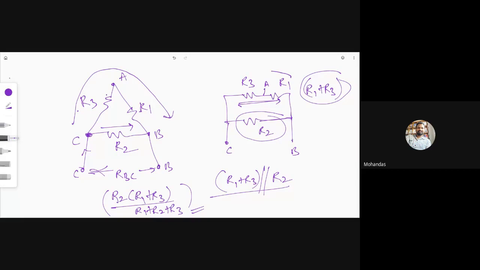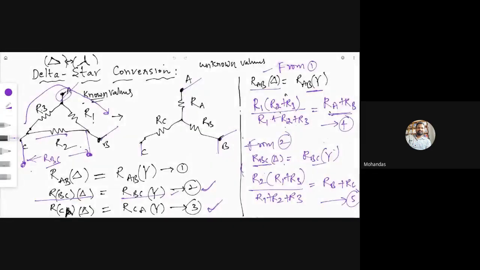And in star, when seen from BC, RC and RB are in series. So you can neglect RA because the current flowing through RA is 0, because it will be open. So RC plus RB. So let me write a final equation from equation 3. Now tell me, amma, if you see from the RCA side, tell me the last equation here. R3 into R1 plus R2 by R1 plus R2 plus R3, which will be equal to RCA in the star. RC plus RA, sir. So this is equation number 6.